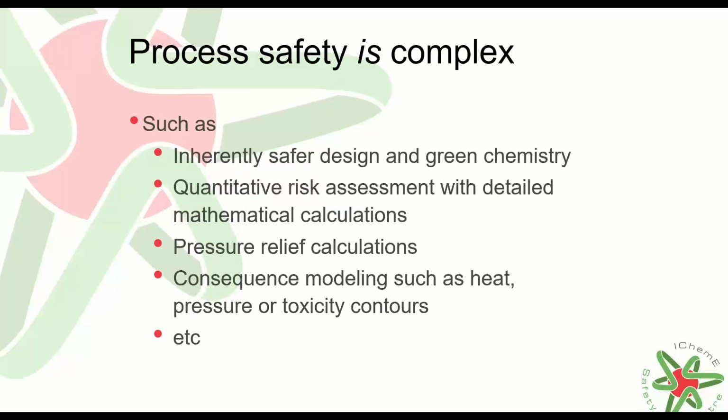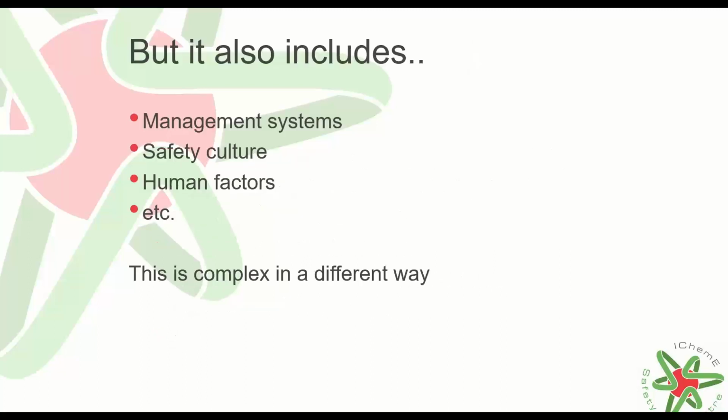So the challenge we've got is that process safety is complex. There's no getting around that. There are inherently safer design principles that need to be followed, looking at things such as green chemistry and how we can actually use less hazardous substances potentially within our processes. A quantitative assessment with detailed mathematical calculations can be complex. Doing pressure relief calculations, for example, a lot of these mathematical things people find challenging and complex. But that's not just what process safety is about. Process safety is also about your management systems, your culture, human factors. And these are all complex, but in a different way.